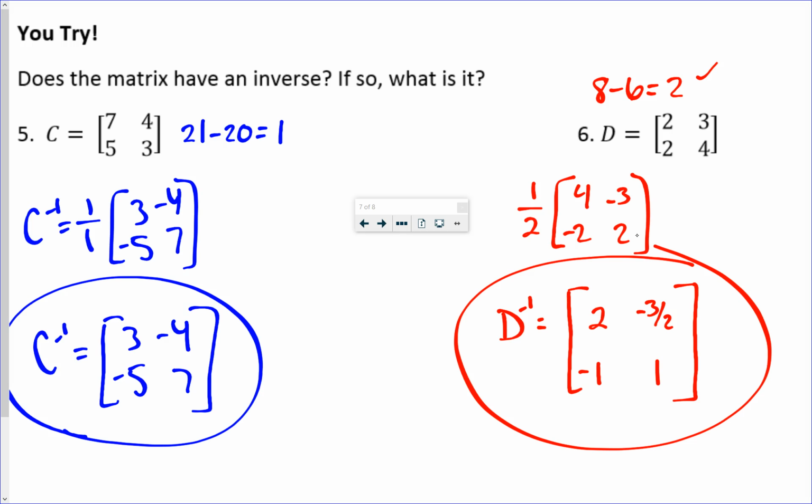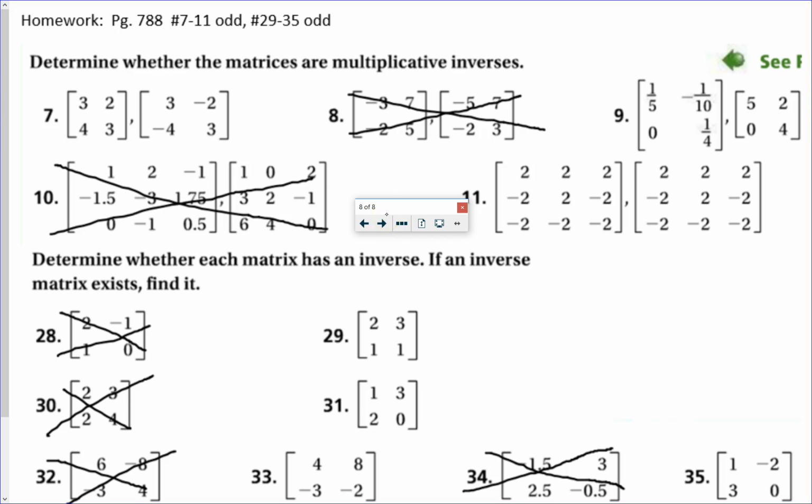Questions for me? All right, when you work on your classwork, you have 7 problems tonight. You're doing 7, 9, and 11 first. I want to know, are they inverses? So what do you have to do? Multiply them together. A times B and B times A. What do you want to get as a result when you do that? The identity matrix.